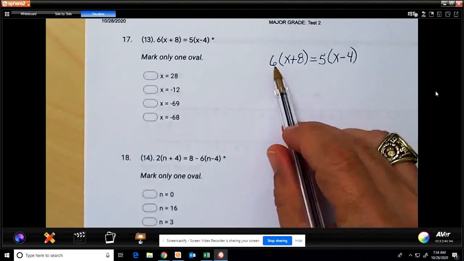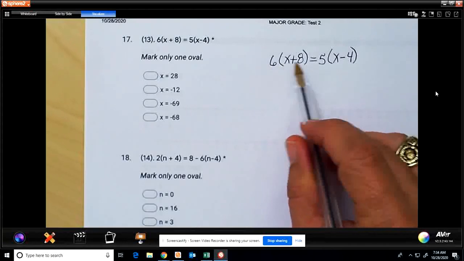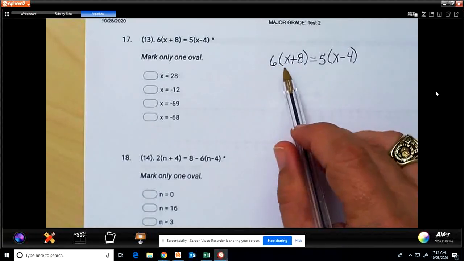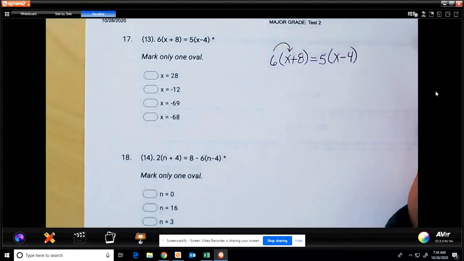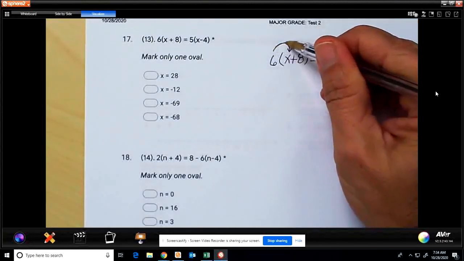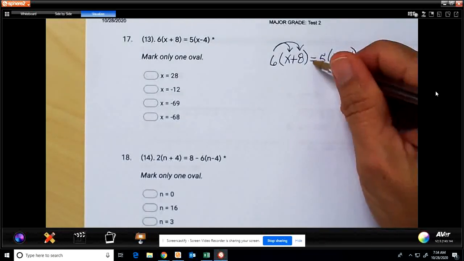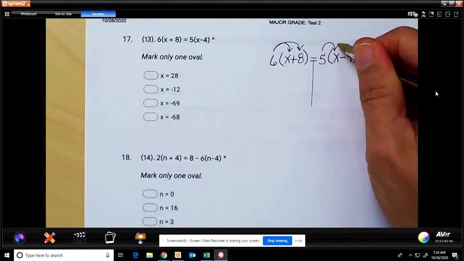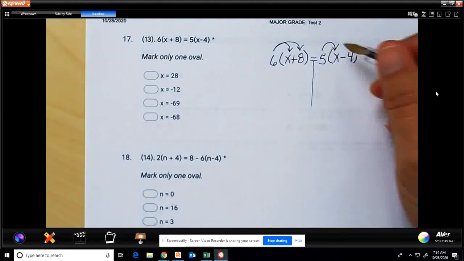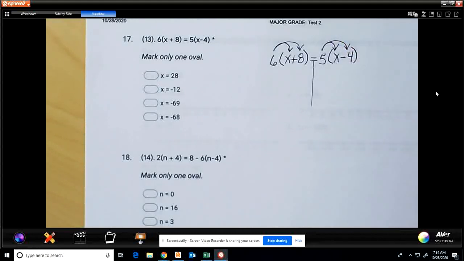And remember, this is an outside number beside a parenthesis, and we take this number and multiply it to everything inside the parenthesis. So this is 6 times x and 6 times 8. And then we go 5 times x, and then 5 times negative 4.